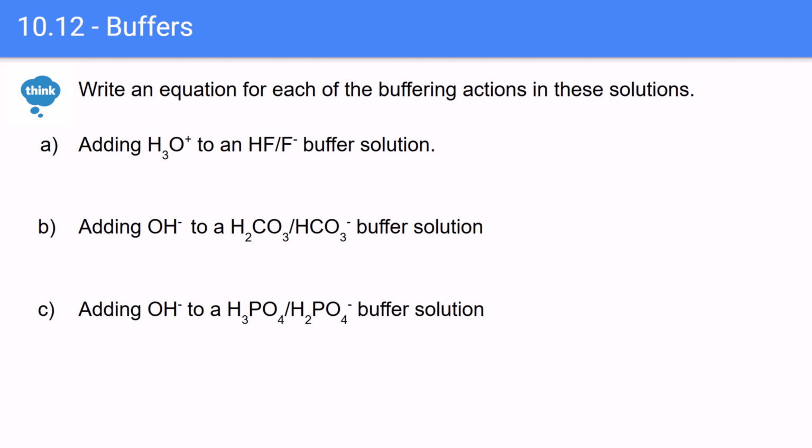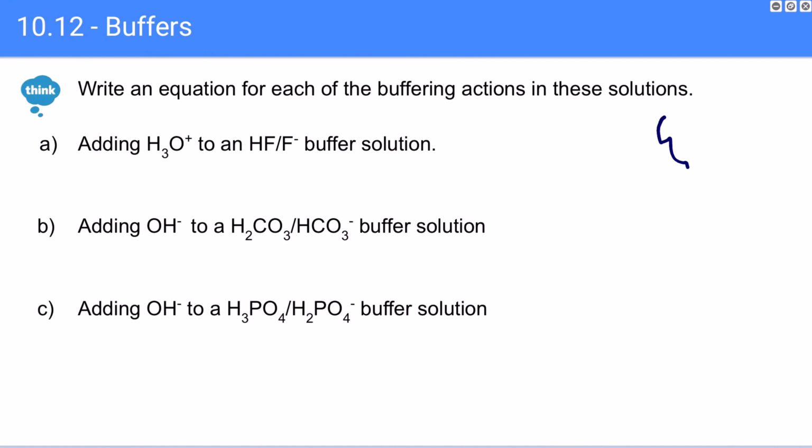So here what I'd like you to do is write an equation for each of the following buffering actions in these solutions. So what happens when we add H3O plus to an HF/F minus buffer solution, and then when we add OH minus to a carbonic acid solution and a phosphoric acid solution? Take a few moments, think about it, and we'll be bringing you back in just a moment.